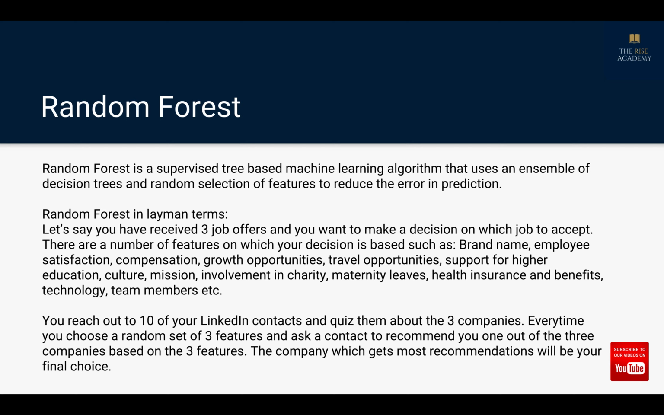So each one of them, the 10 different LinkedIn contacts, will give you one recommendation, right? And then finally, the company which gets the most number of recommendations will be your final choice, right? So this is how a random forest algorithm can be translated into layman terms or day-to-day usage that all of us do, isn't it? I mean, when we have a job offer or 2 job offers, we look at all these different features, we ask our friends, and we try to take a decision. So you can use this example or you can come up with your own example.